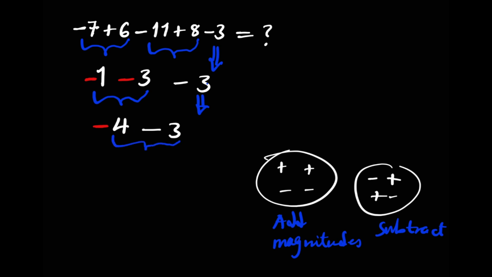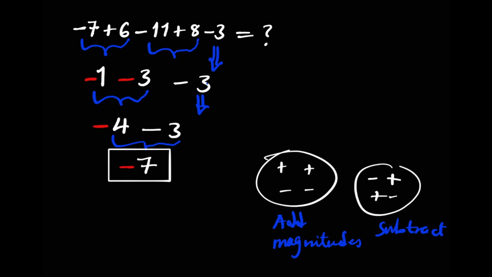Now, which case is this? Can you please tell me? Is it a case where we have the same signs or where we have different signs? Yes, that is true. This is a case where we have the same signs, negative, negative. So let's go ahead and solve this question. Because the signs are the same, we add the magnitudes. That is 4 plus 3 is 7. And then we maintain the negative sign. And this is the answer to this question.